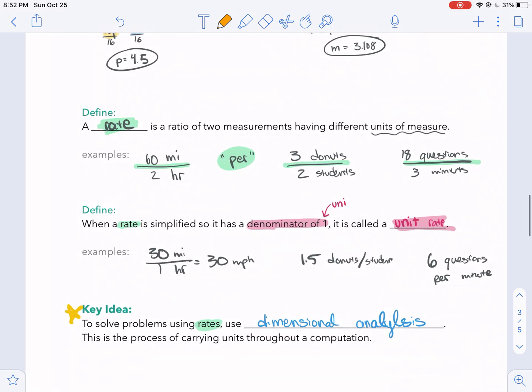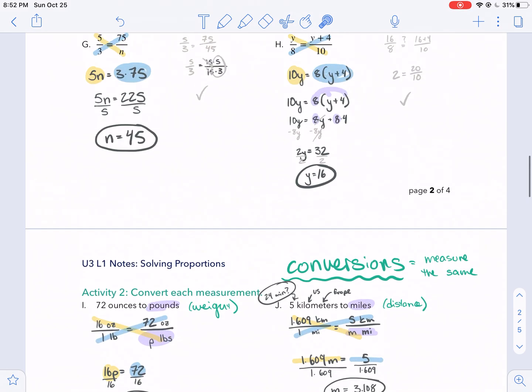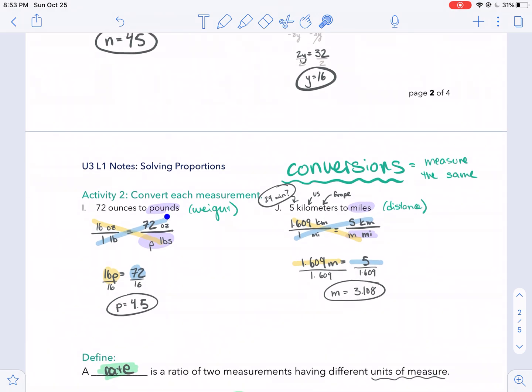Amazing. So there you have it. Whenever you have per, a unit rate is something over 1. And when you convert, make sure your units line up.